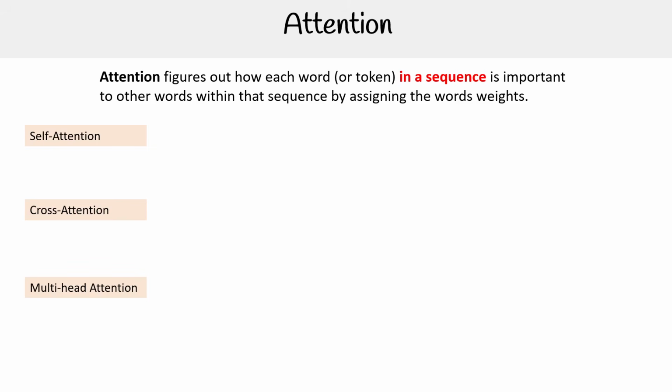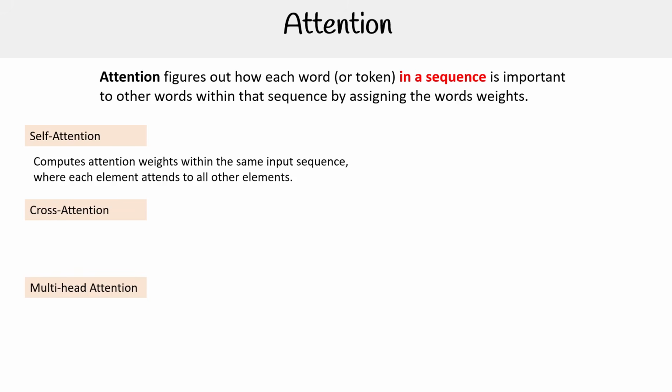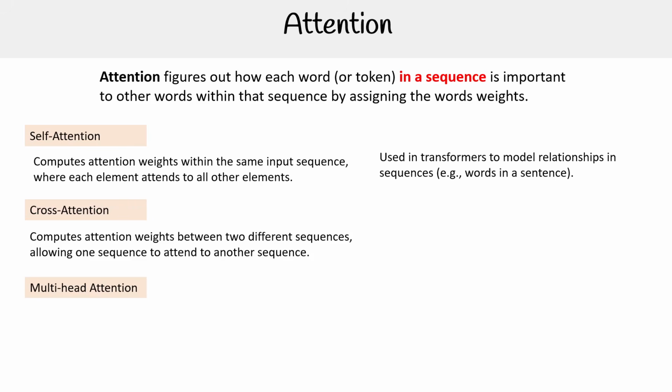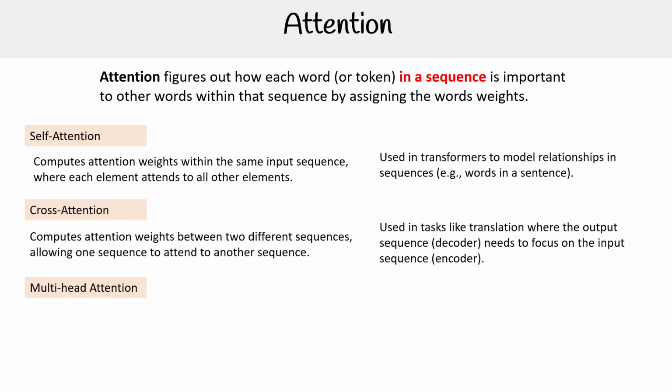But let's talk about the first one. Self-attention computes attention weights within the same input sequence where each element attends to all other elements. And when you see this, it basically means that as attention happens, it keeps feeding itself right back into itself, the same sequence. So it's used in transformers to model relationships in sequences, so words in a sequence. You have cross-attention, which computes attention weights between two different sequences, allowing one sequence to attend to another sequence. This is used in tasks like translation, where the output sequence decoder needs to focus on the input sequence encoder.